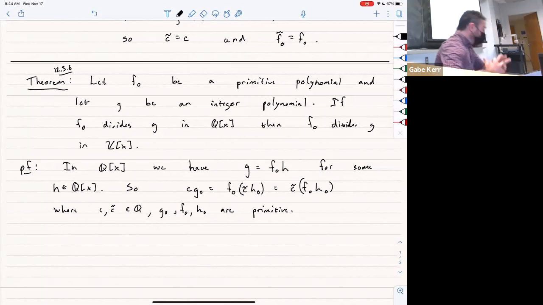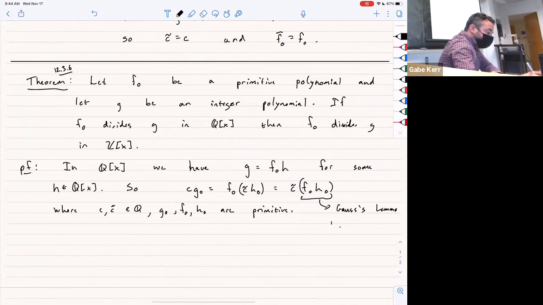Well, Gauss's lemma tells us that F naught times H naught is going to also be primitive. That's great. And I think we can use a similar argument. So Gauss's lemma says this is primitive, and now we don't need to use an argument of the last proof, we actually have a fact in the last lemma, which is that this factorization is unique.